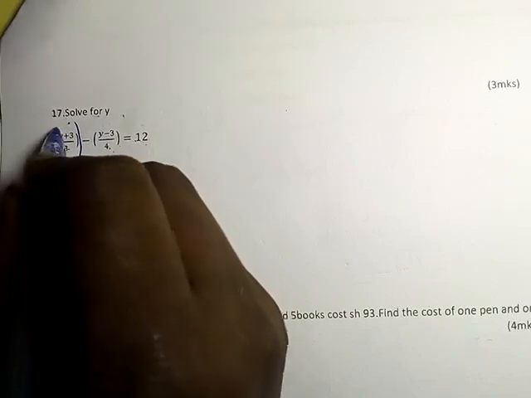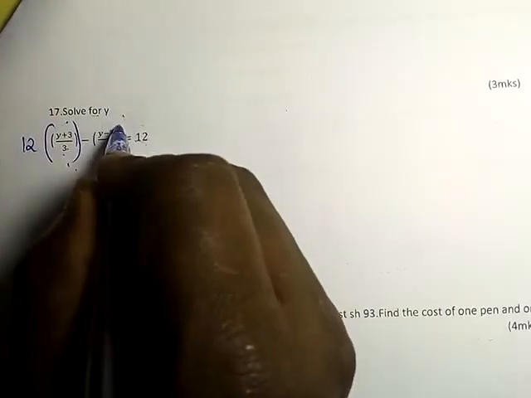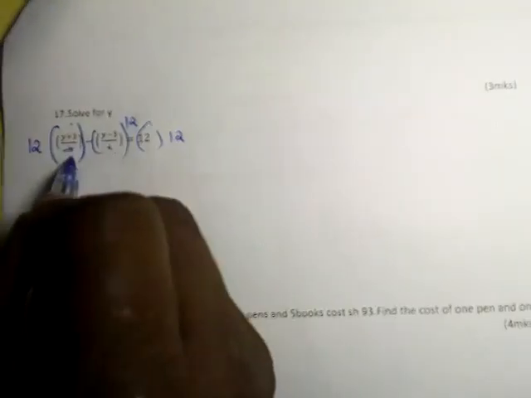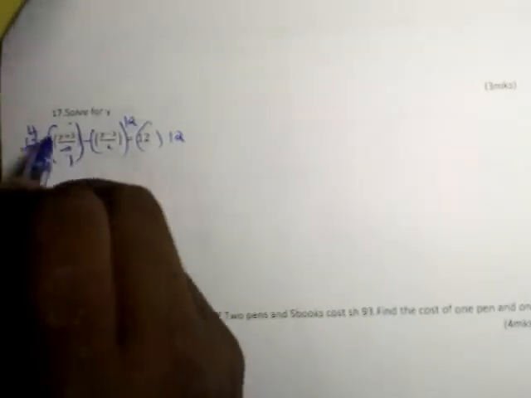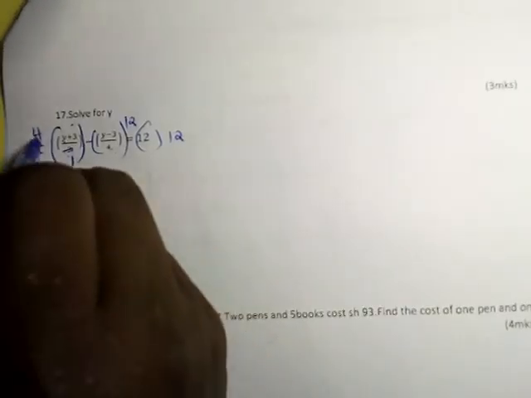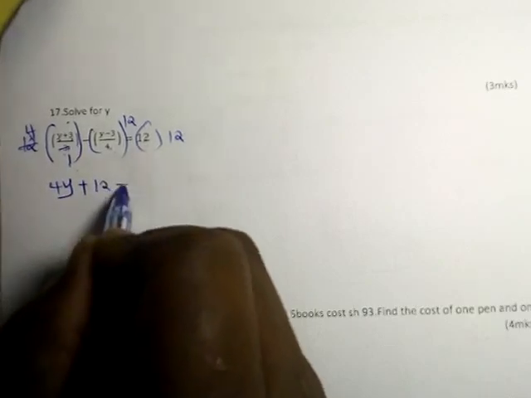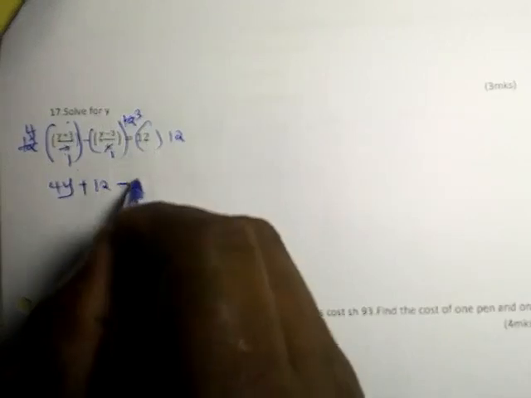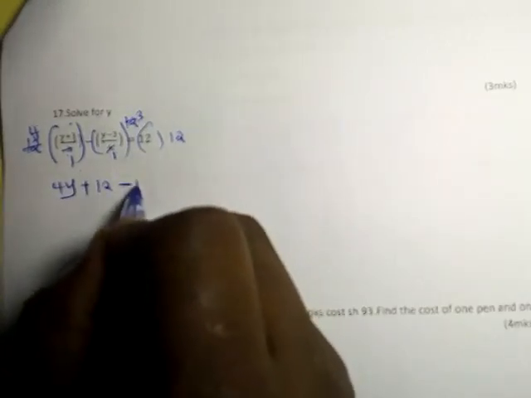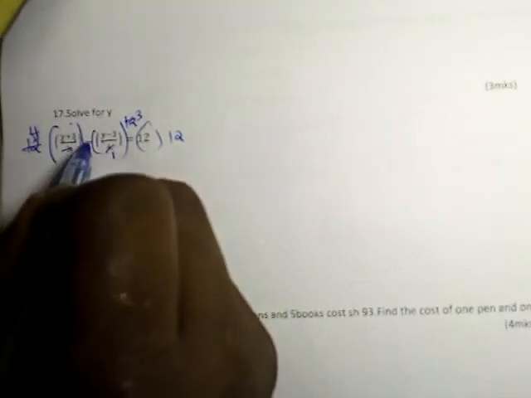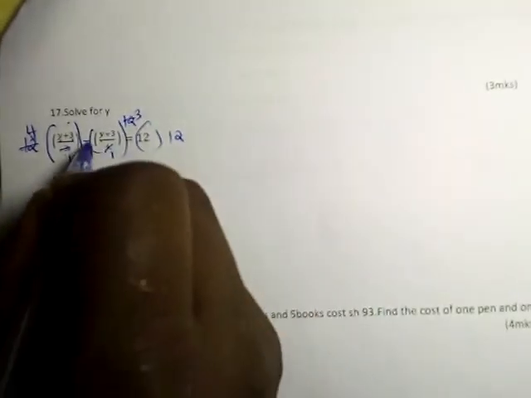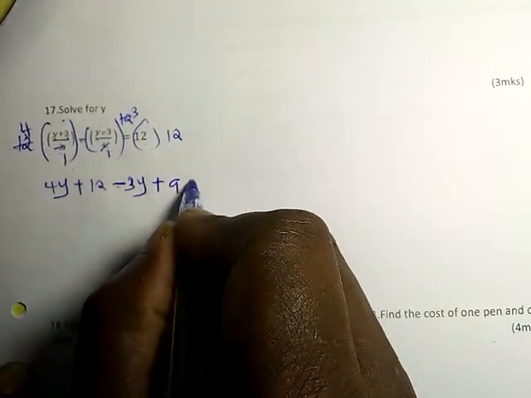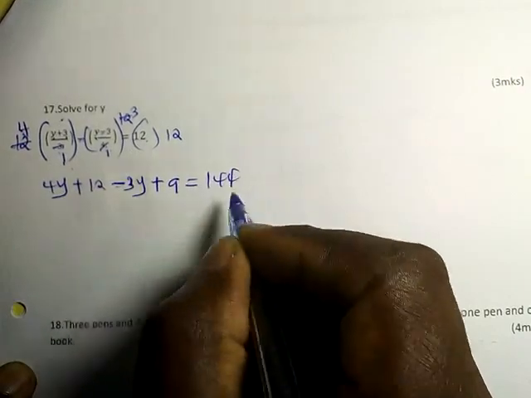So we take the first term times the LCM, which is 12, the second term times 12, and the third term times 12. So 3 goes here once, goes here 4 times. So we have 4 times y, we have 4y, plus 3 times 4, the answer is 12, minus this once 3 is 3 times y, we will have 3y. But this is a negative times a negative, it is going to change to a positive. You must always remember that negative times a negative is positive 9, equal to 144.